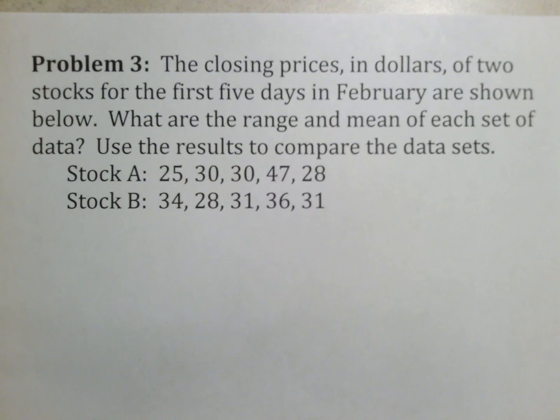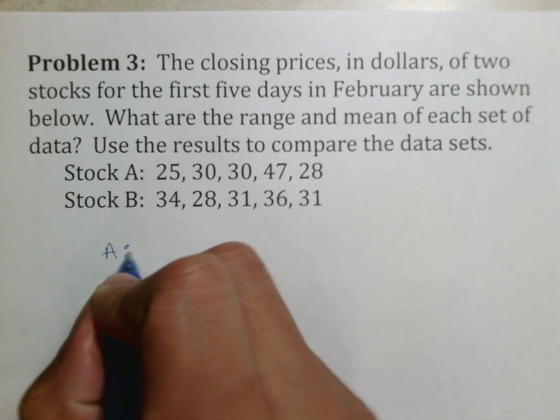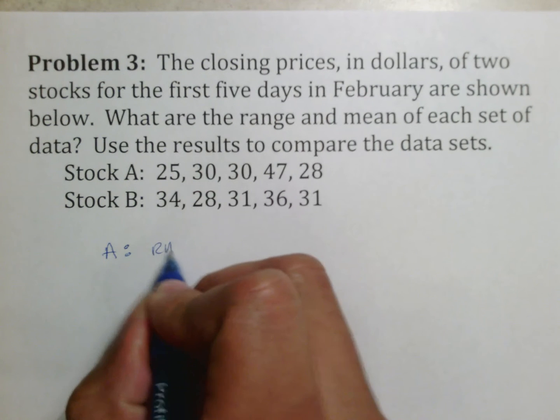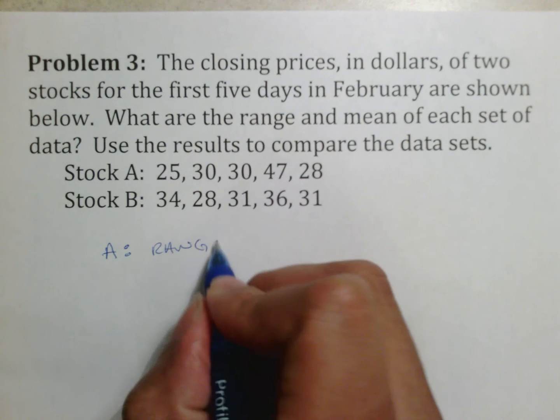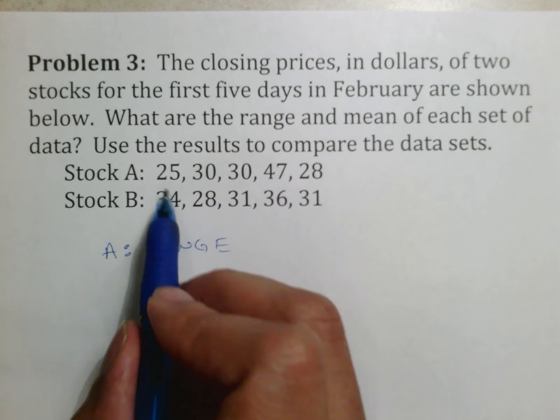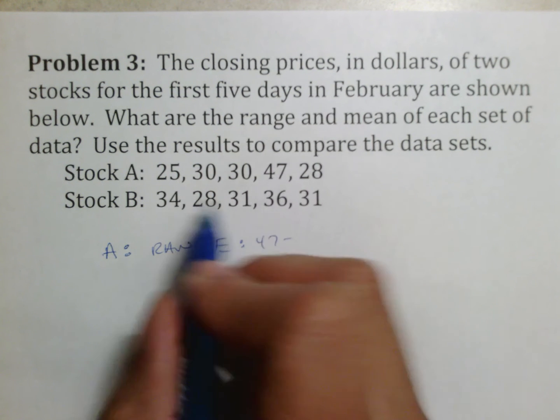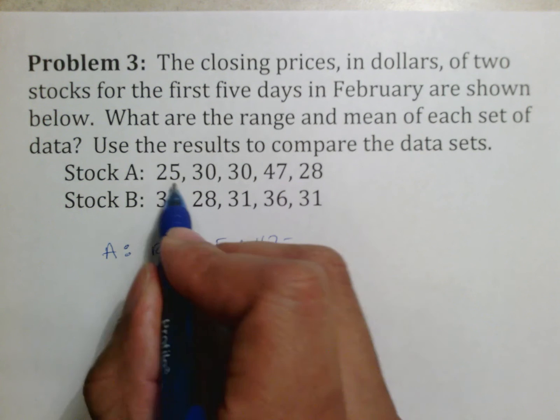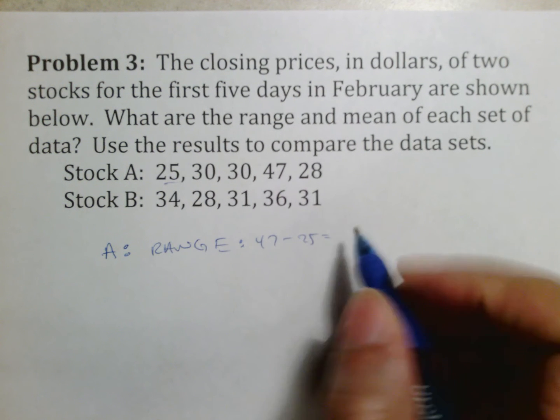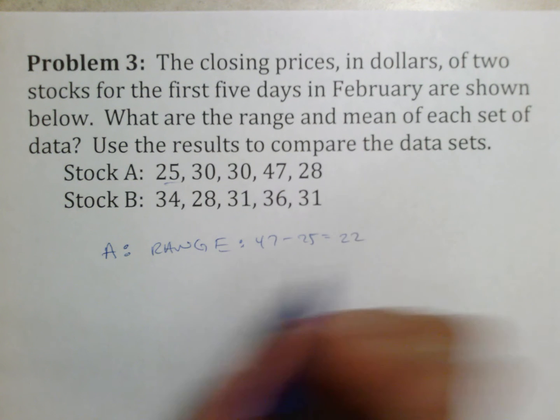Problem number 3 says closing prices are shown below. What are the range and mean of each set of data? So what we're going to do is do 2 sets of things here. First off, range for A. Remember, it's highest minus lowest, so the highest number in A is 47. Lowest number in A is 25. And I believe that's 22.